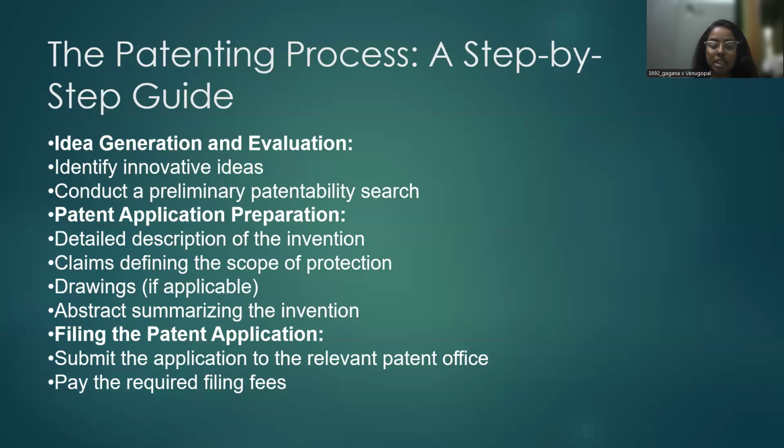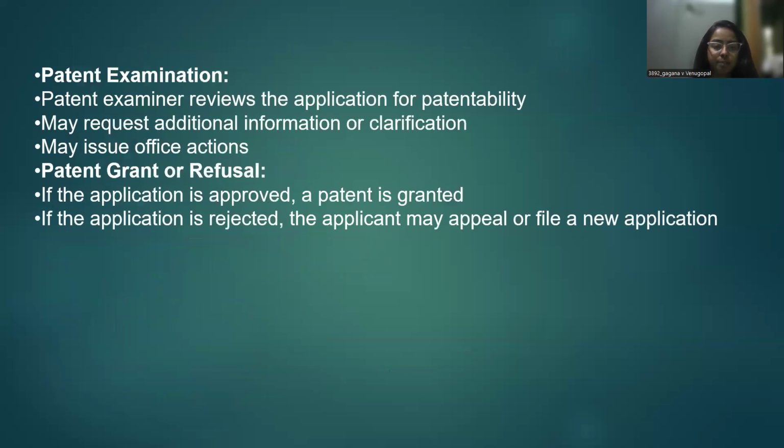Then filing the patent application. Submit the application to the relevant patent office and pay the required filing fees. We know that once our application is ready, we need to submit it to a certain office, the so-called patent office. And then, as usual, everything requires a bit of money for all the processing, so you also need to pay the required fee. And then what happens next is patent examination.